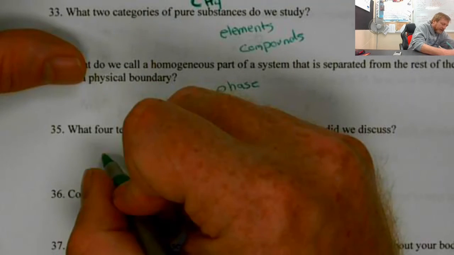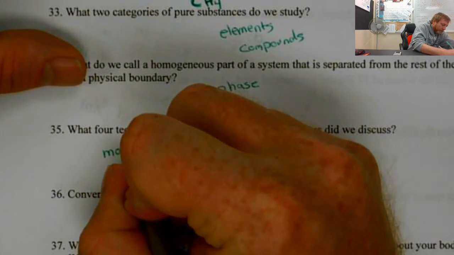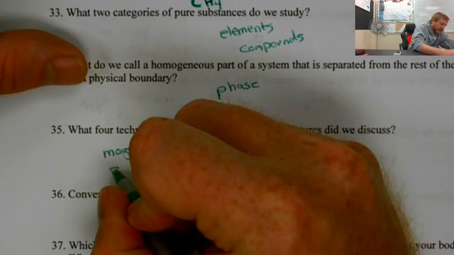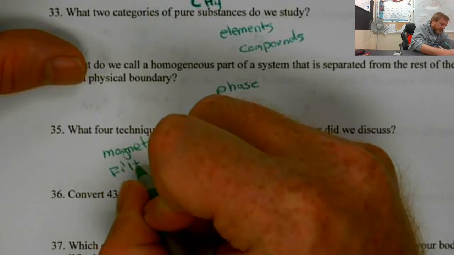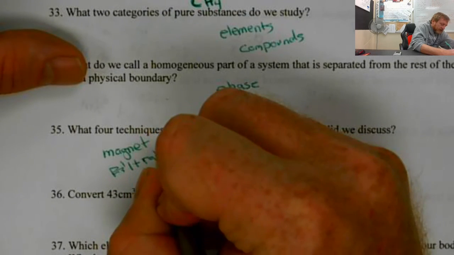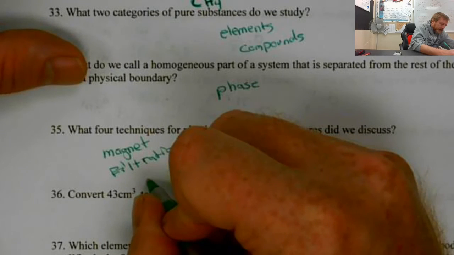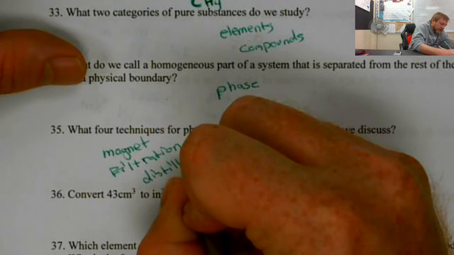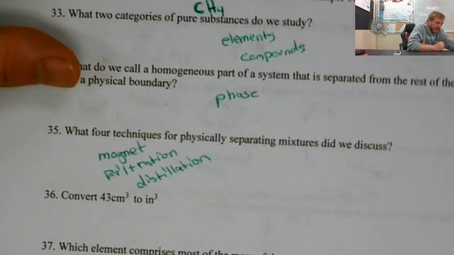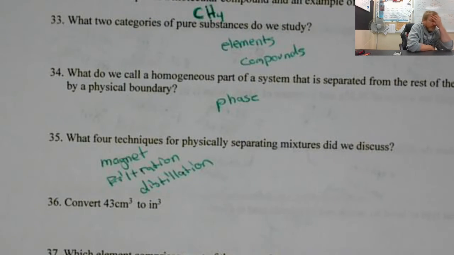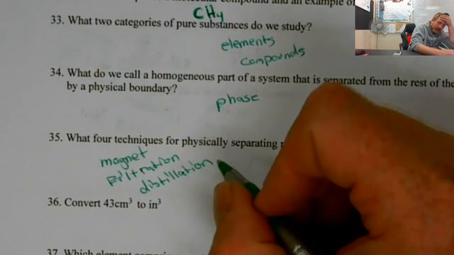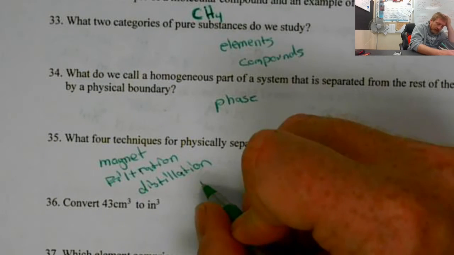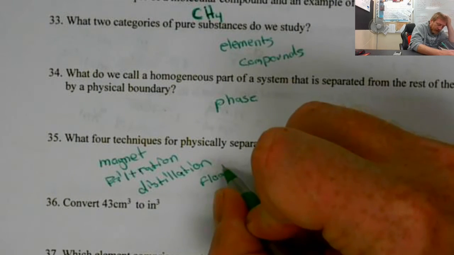Four techniques for physically separating mixtures. Let's see, we discussed using a magnet. We discussed using a filter. We discussed distillation. What else did we? And flotation. Yeah, that's the other one. Flotation.